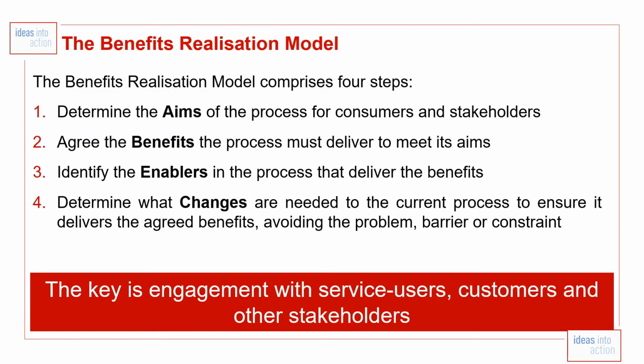So the benefits realization model involves working through those 4 elements as 4 steps. So number 1, we determine the aims of the process for the consumers and stakeholders. Number 2, as a group, we agree the benefits that the process must deliver to meet its aims. Number 3, we identify the enablers in the process that will deliver those results and benefits. And number 4, we determine what changes are needed to the current process to ensure that it delivers the agreed benefits, avoids the problem, barrier, or constraint. And the key to this working well is engagement with service users, with customers, and with other stakeholders.